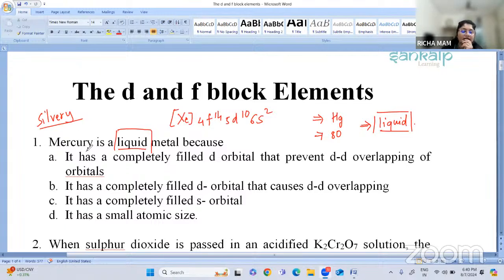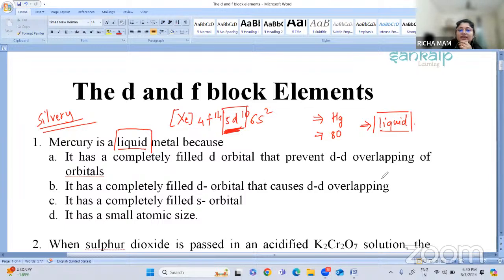Okay, so it is a silvery white metal, and it has a completely filled d orbital. Because of the completely filled d orbital, what will it do? It will prevent the d-d overlapping of orbitals. If the d orbitals were not completely filled, then the d-d transition would take place, d-d overlapping would take place.